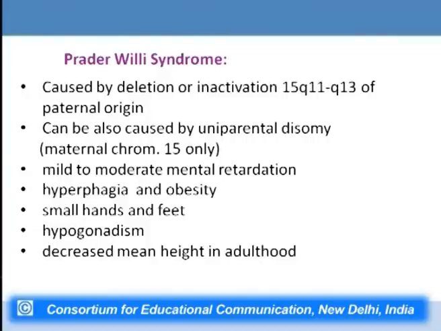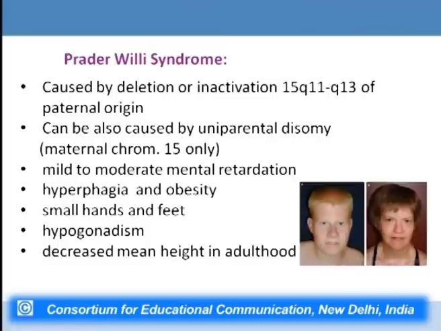Now, Prader-Willi syndrome is caused because of deletion or inactivation of part of the long arm of chromosome number 15, and it is of paternal origin, and it can also be caused by uniparental disomy, that is, if only the maternal chromosome 15 is inherited. There is mild to moderate mental retardation in such individuals. There is hyperphagia, that means they eat a lot, and obesity also occurs. They have small hands and feet, the gonads are small in size, and there is decreased mean height in adulthood. So this is an example of a panel which shows individuals suffering from Prader-Willi syndrome.